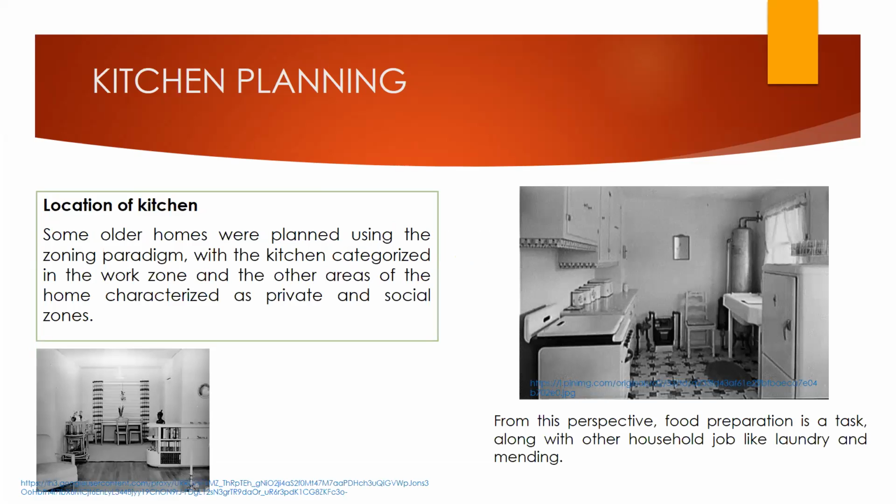Regarding the location of the kitchen, some homes are planned using the zoning paradigm, with the kitchen categorized in the work zone and the other areas of the home characterized as private and social zones. So the kitchen is a place where you go to work. The people stay in the kitchen, like this kitchen below. This is a social area, and the kitchen is here inside this compartment, this room. So there's a door here. Whoever is inside the kitchen doesn't have any contact with the rest of the house.